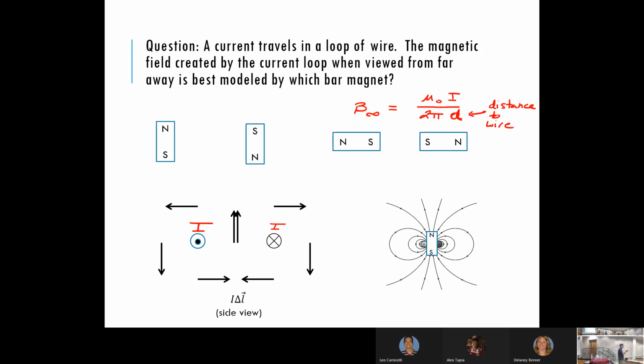Cassie, you had a question? You said the capacitors are. Oh, yeah, capacitors are to the electric field as solenoids are to the magnetic field.